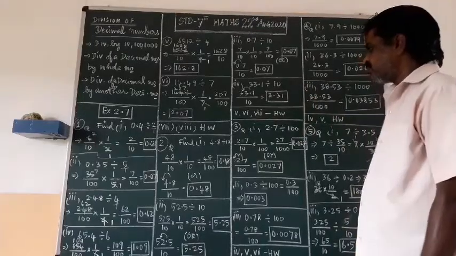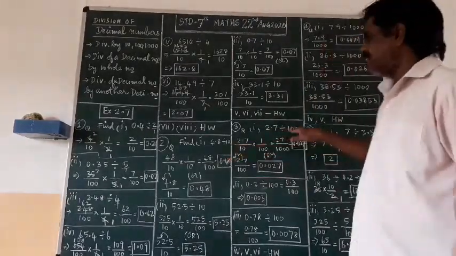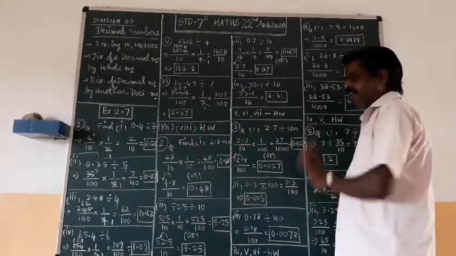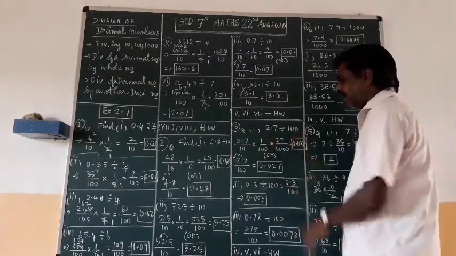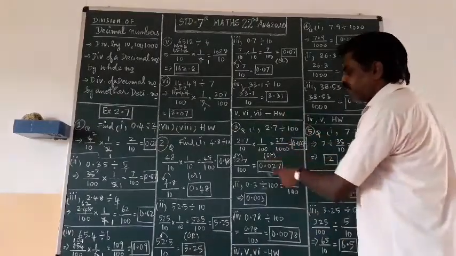Okay. Third question. Here 10 we have divided, no. In the third question divide by 100. Decimal number division of 100. 2.7 divided by 100. First problem. So two methods I am doing.